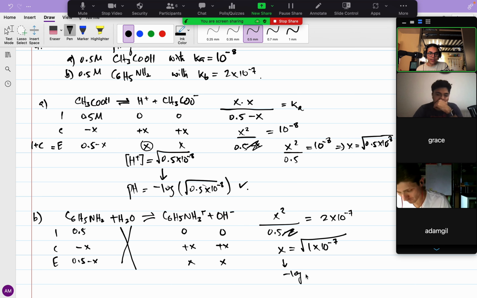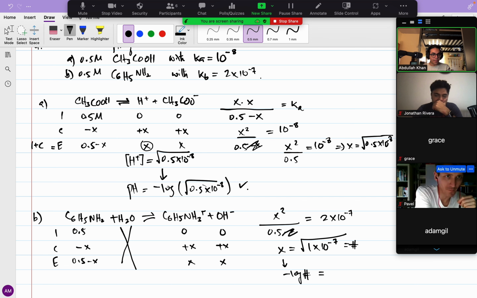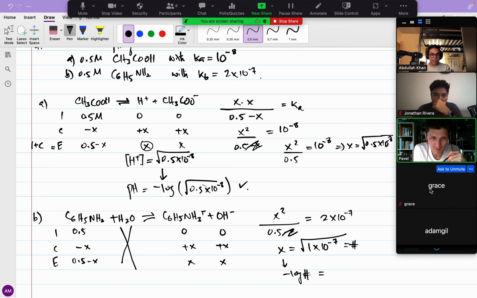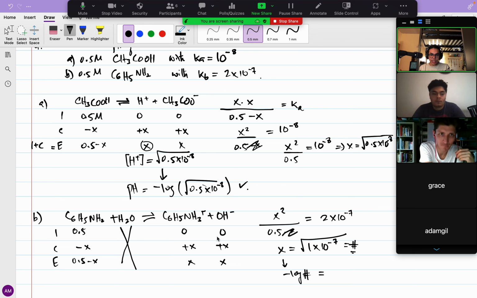Take the negative log. What would the negative log give you this time, Pavel? pH or pOH? In this case, you're still getting the pH. I know you have OH in the... The pH, if I'm not mistaken. Let's see. What does x represent in the ICE table? OH minus, right?